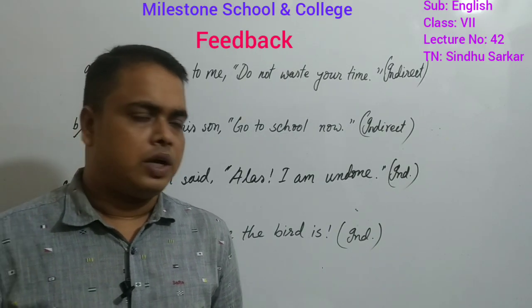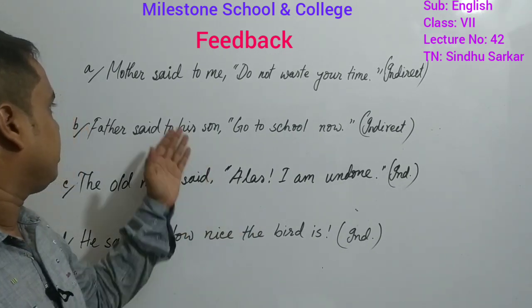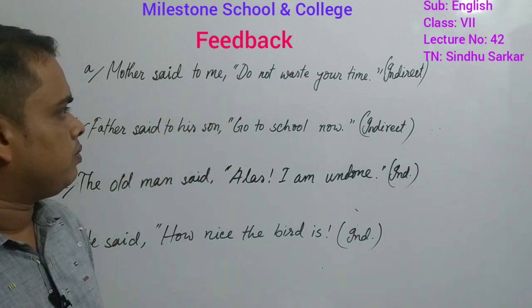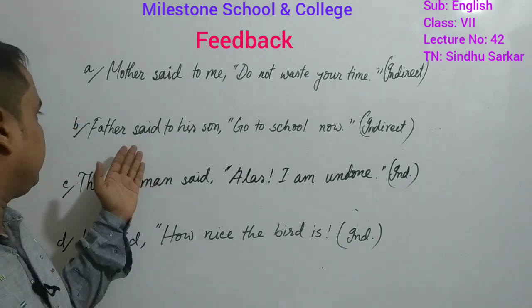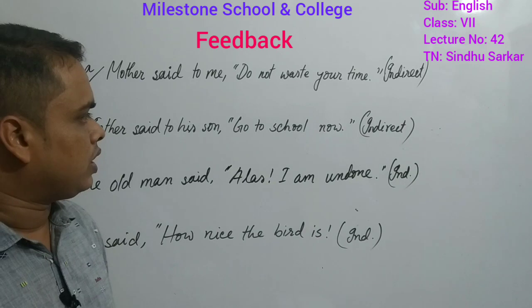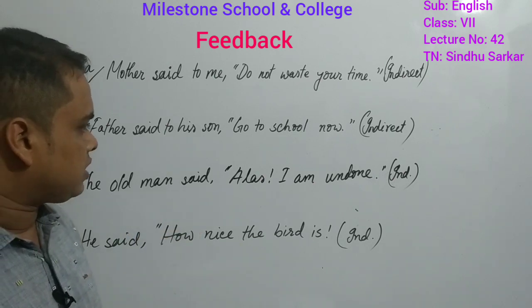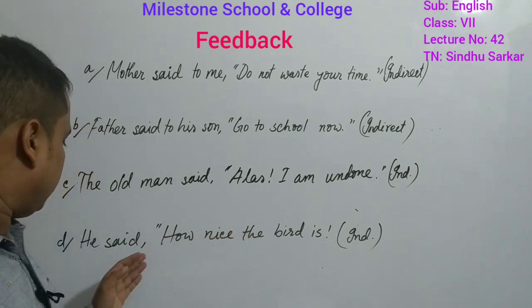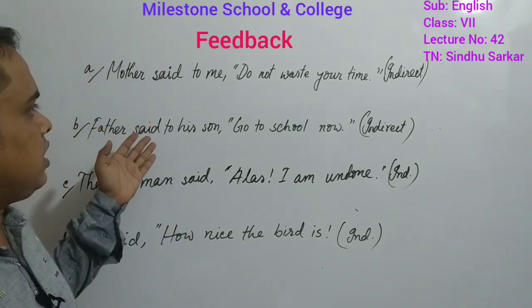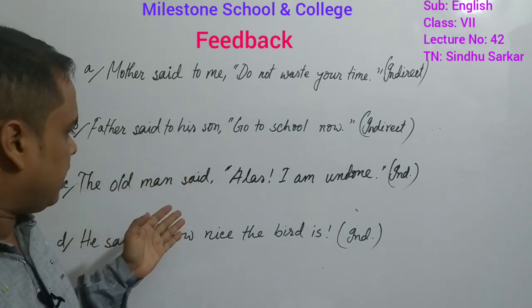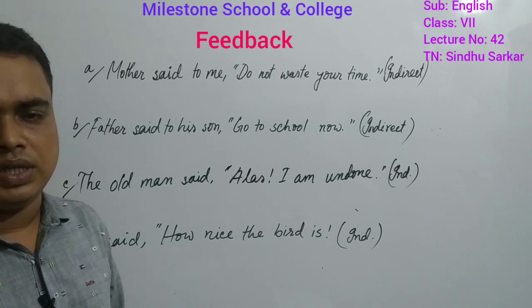Okay, dear learners, now in the feedback session I have given some questions for you. Now write the answers. First question, mother said to me, "Do not waste your time." Make it indirect. What will be the answer? Okay, write it down. Then father said to his son, "Go to school now." You have to make it indirect. Then the old man said, "Alas, I am undone." Make it indirect. Then he said, "How nice the bird is." The first two sentences are from imperative sentence and the last two sentences are from exclamatory sentence. Okay, solve it. Then match the answers with me.